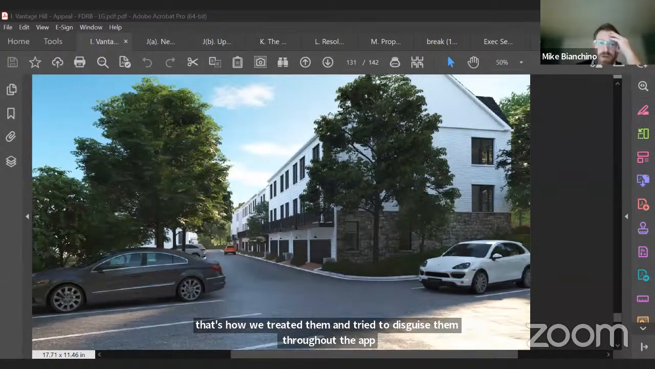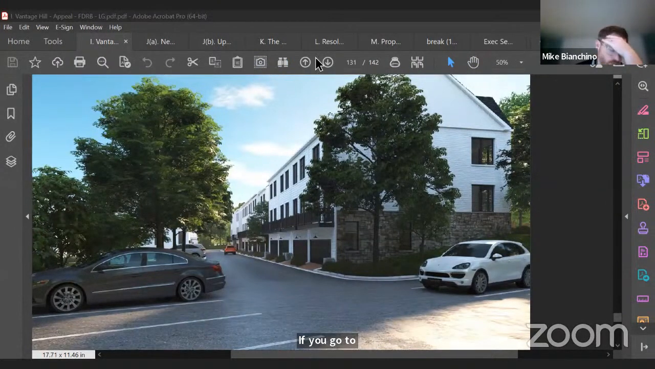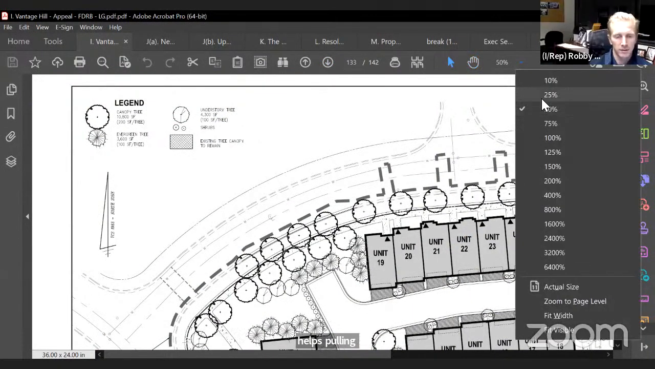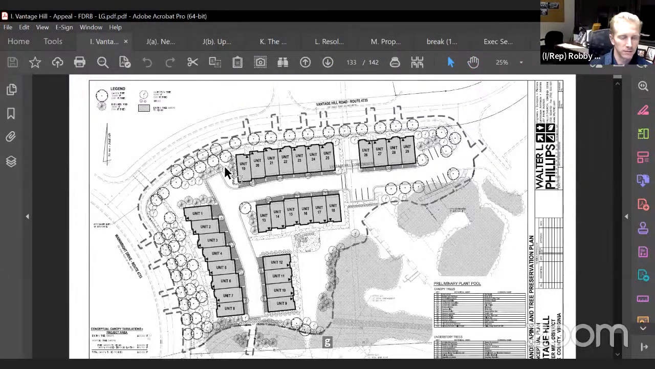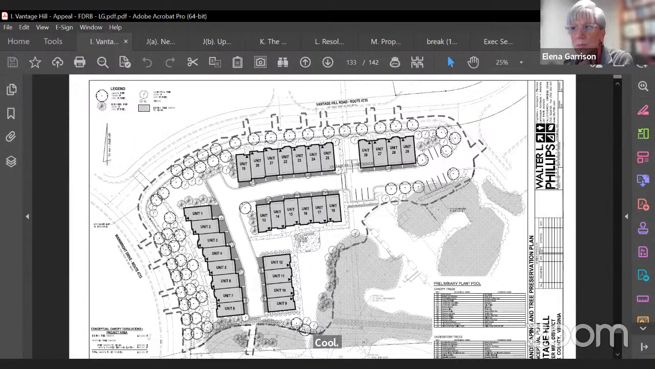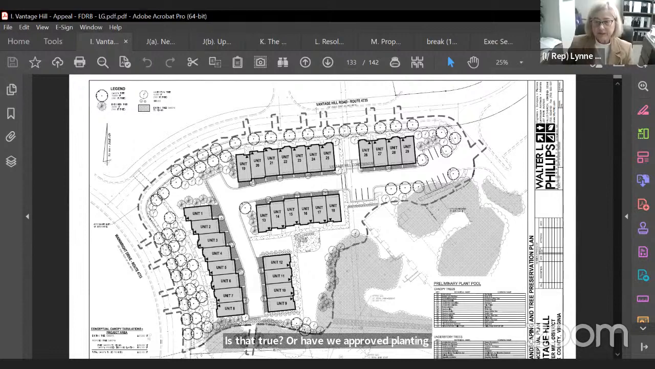If you go to 133, it shows in plan the staggering we're talking about, if that helps, Elena. You can see every driveway is a little offset to one side of the unit itself. So it creates those wider areas between every other unit, so we could buddy up the HVAC units and do some plantings. Okay. And are the plantings still open for another approval, or have we approved the planting plan? I think that was approved as a part of the presentation that we had made.